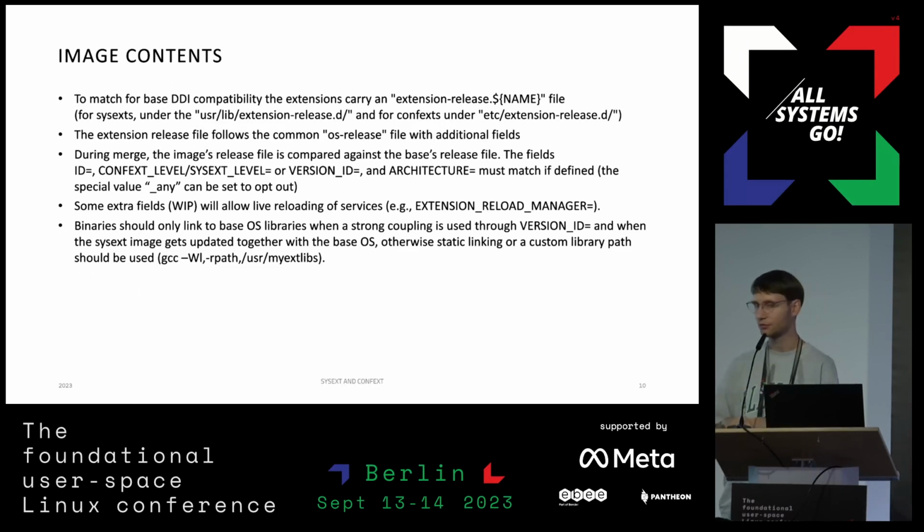That's something you have to define on your own with your own semantics. And then we have the version ID, for example, Fedora version 39, and then you say you depend on this being there. Or architecture, like AMD64, ARM64, with special identifiers we have to look up. These must match if they are defined, but you can opt out with _any. We'll show that. And we are in the process of adding more fields.